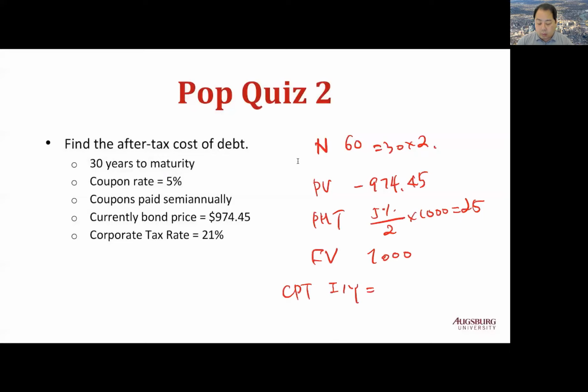I/Y is 2.5843. Annualize it, times 2, 5.17%.